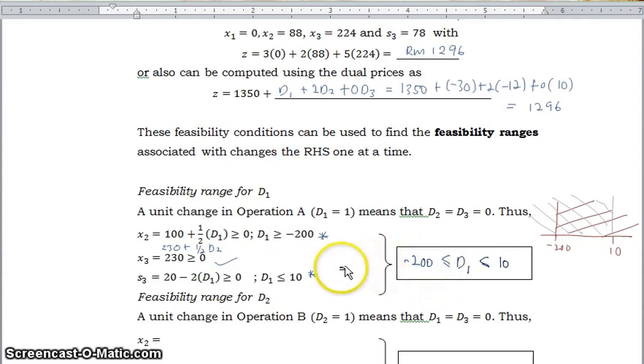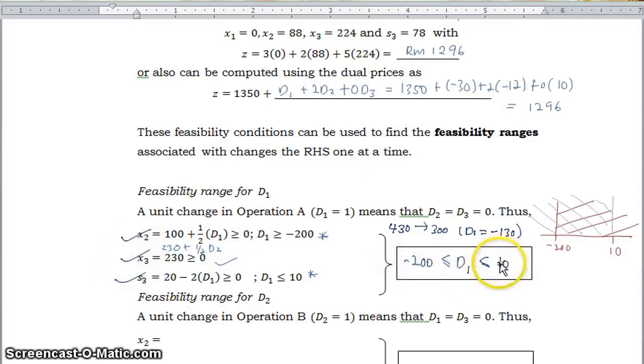For example, Toiko decreases the operating time in operation A from 430 to 300. We know that D1 is equal to 300 minus 430, which is negative 130. Since negative 130 is still within this range, the current solution remains feasible. This means X2, X3 and S3 remain as optimal basic variables.